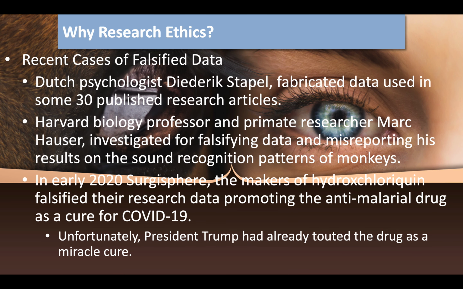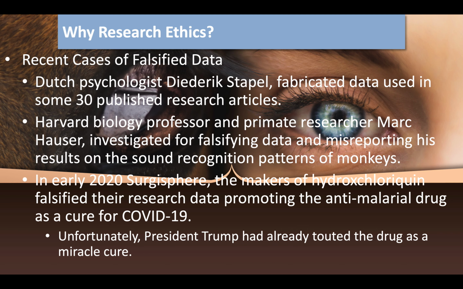Recent cases of falsified data. Dutch psychologist Diederik Stapel fabricated data used in some 30 published research articles. Harvard biology professor and primate researcher Mark Hauser was investigated for falsifying data and misreporting his results on the sound recognition patterns of monkeys. In early 2020, Surgisphere falsified their research data promoting the anti-malarial drug hydroxychloroquine as a cure for COVID-19.